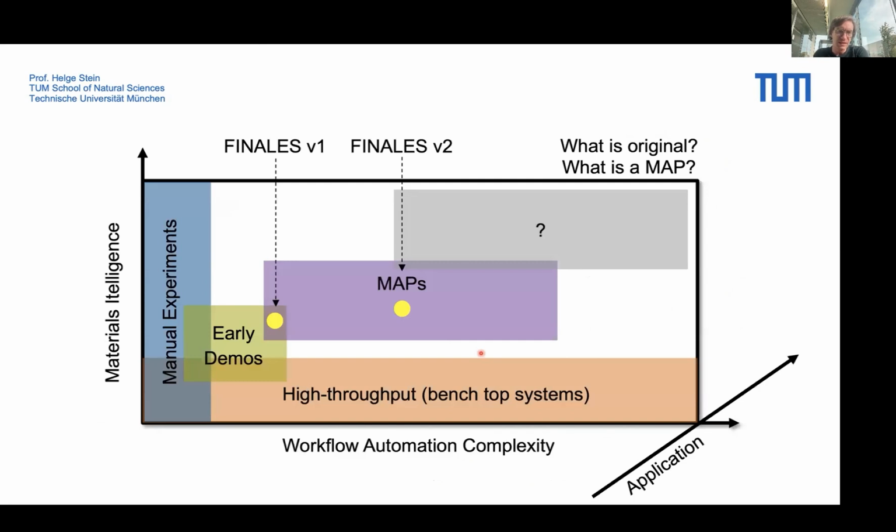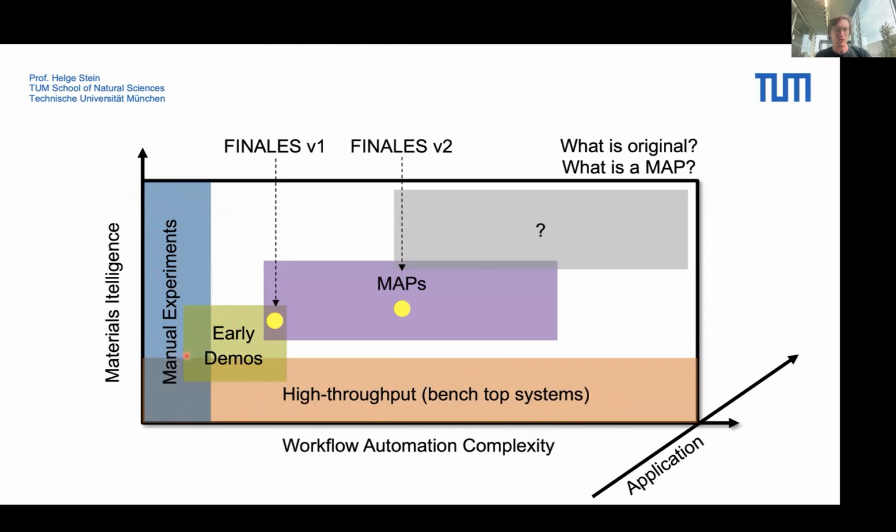So again, I think we live on this materials intelligence and workflow automation complexity chart, and these 2 axes go perpendicular to the application. This is true for most applications, that you have this sort of divide. And again, I believe we are very good in the workflow automation complexity realm in high throughput material science. Manual experiments are not automated by definition, but we have very intelligent experiments.